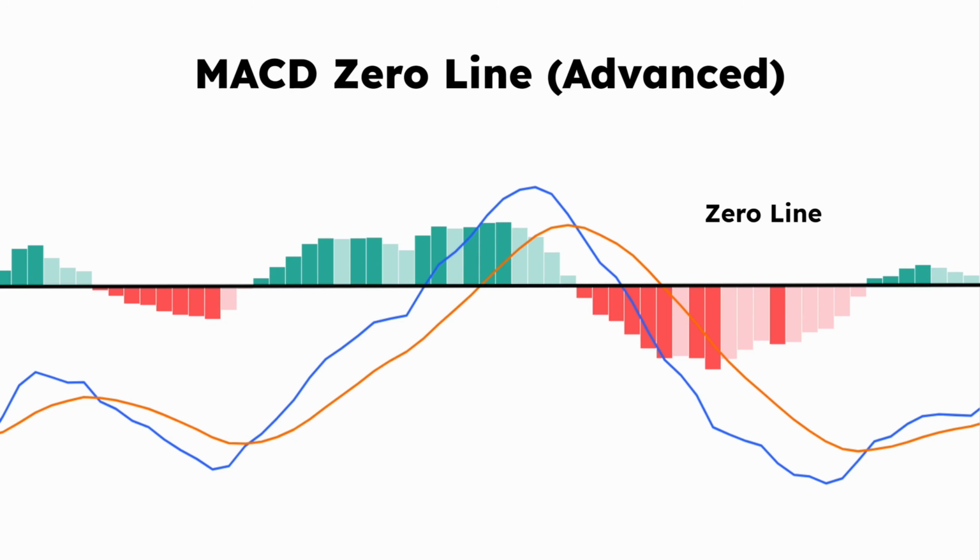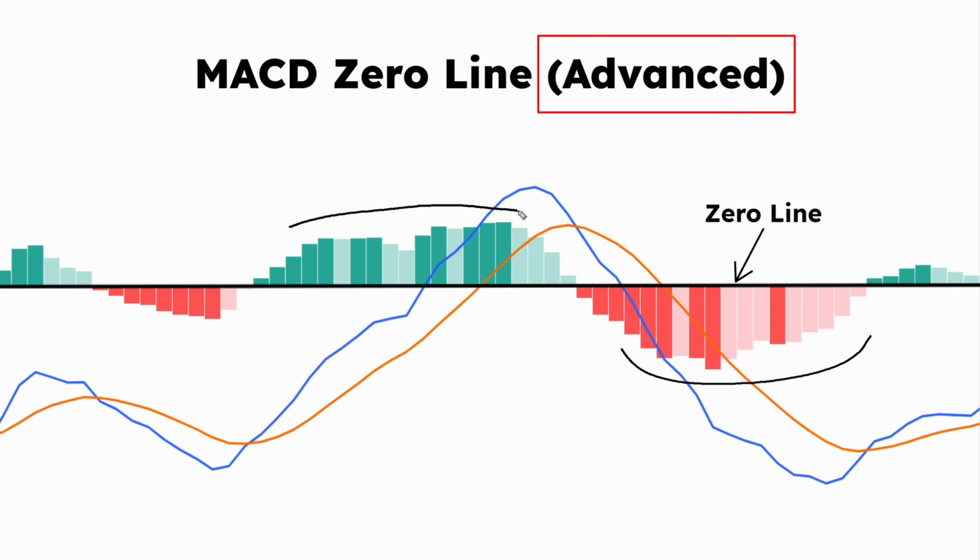So now let's dive deeper here and take a look at the MACD zero line. And this can be a little bit more advanced, so make sure to really pay attention now. But the first thing is pretty simple. The zero line is basically the line here in the middle, which separates the valleys and the mountains of the MACD indicator. But in order to understand what it means when the MACD crosses above or below this line, we need to open up a chart here.